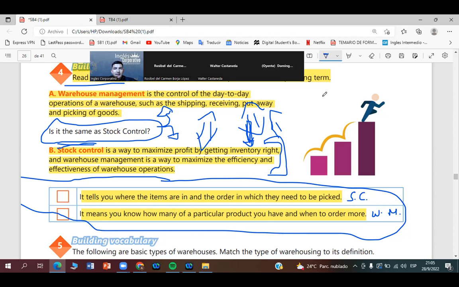Okay. I'm really confused. Okay, en la primera dice que it tells you where the items are and the order in which they need to be picked. So it tells you that it's a way to order the products in the warehouse according to what you have in the inventory, the ones that are going to be picked by somebody. Okay, aquí lo que le está diciendo, ¿verdad? Dice dónde está el producto, perdón, y el orden en el que van a ser llevados, cuáles van primero, cuáles van segundo, tercero, cuarto, y así sucesivamente. Very nice. So that's the first meaning. And the second one, it means, que significa que usted conoce cuántos productos en particular hay y que usted sabe cuándo ordenar más.